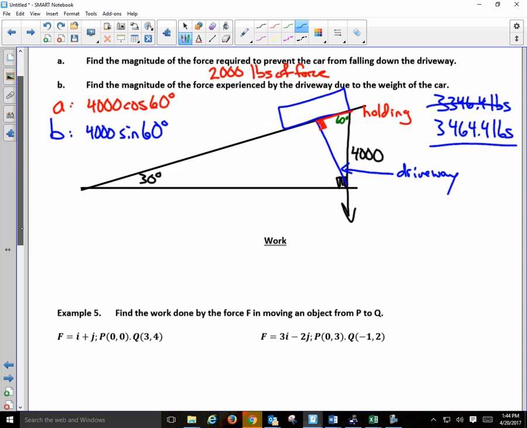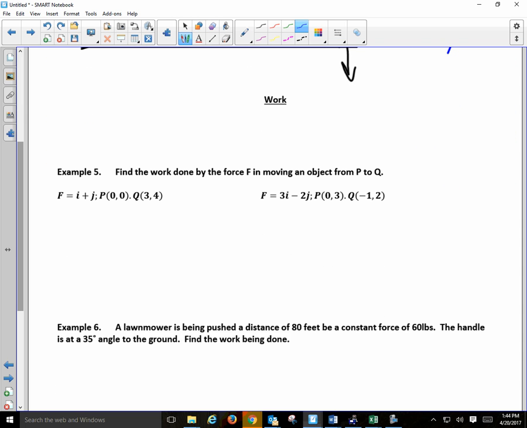All right, our last piece that we have to work through is work. When we apply this all together, we get work is equal to force times distance, or displacement.